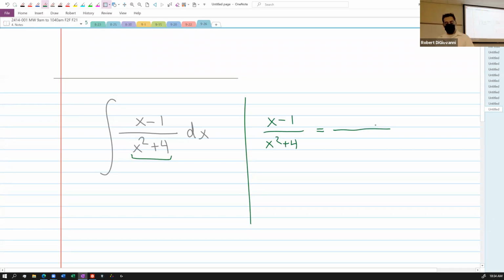In this case, Ax plus B, right, over the irreducible quadratic. Do you understand what I'm doing here? What's wrong with this? The numerator already was a linear expression. So why are you going to try and figure out what linear expression would be on top when you know what linear expression is on top? Do you see what I'm saying? Like I already tell you, A is 1 and B is -1.